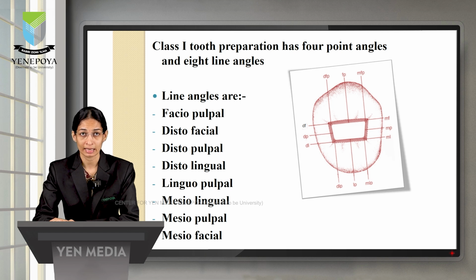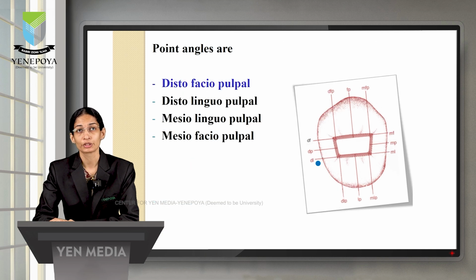Now, what are the various line angles? Line angles are faciopulpal, distofacial, distopulpal, distolingual, linguopulpal, mesiolingual, mesiopulpal and mesiofacial. Coming to the point angles, they are distofaciopulpal, distolinguopulpal, mesiolinguopulpal and mesiofaciopulpal.